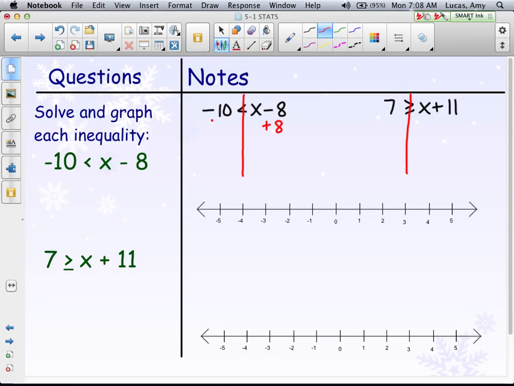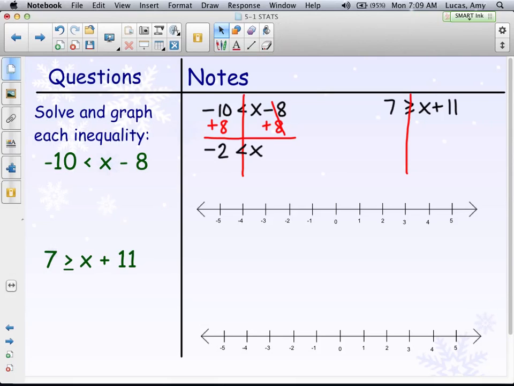I can do that by adding 8 on both sides. So this is going to result in x, my inequality symbol, and -2. Now, my inequality is not written with the variable on the left, so I need to reverse the entire inequality.